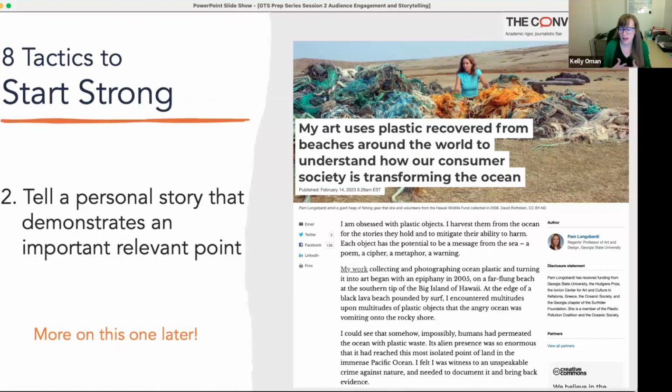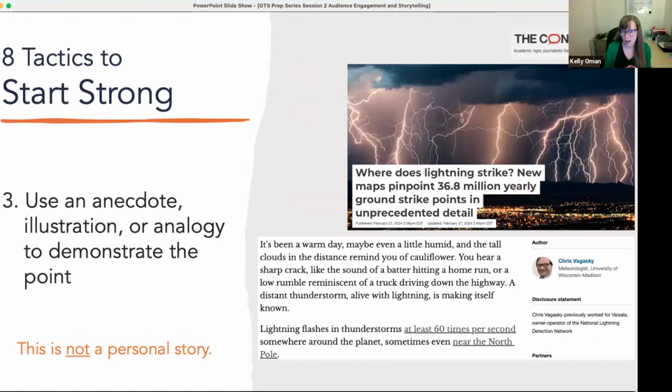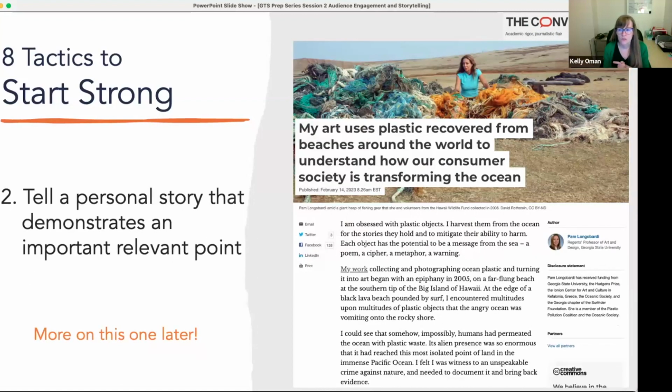That first sentence is very personal. I am obsessed with plastic objects. Of all the ways that she could have started, that one really grabs us by showing her interest and her motivation to do this work. And that can be really powerful to help your audience get interested. So why are you obsessed with plastic objects? That's such an interesting way to present your interests, and an interesting thing to be interested in. So now I'm curious and want to know more. And we're going to talk more about this later, how to use a personal story to start.